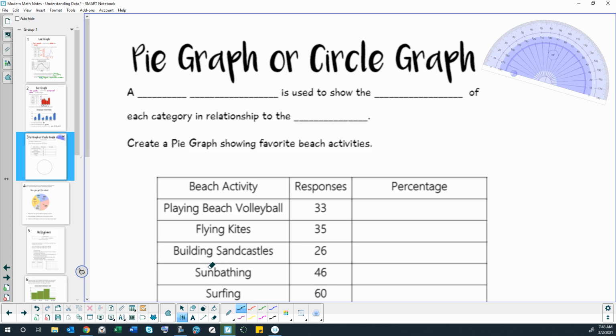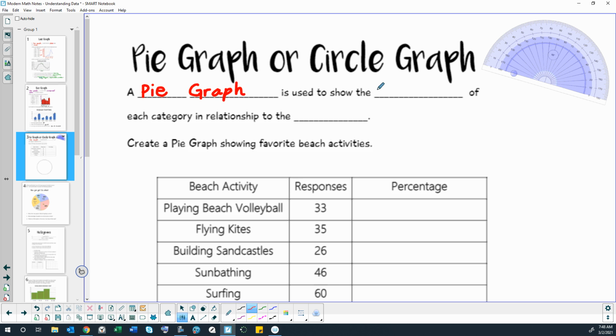Pie graph or circle graph. Sometimes also called a pie chart, I think is what I've heard them called. So, get my pen working here. A pie graph or circle graph is circular shaped, obviously.